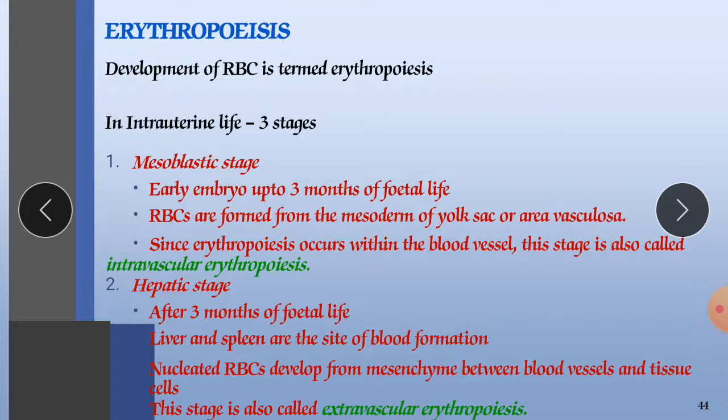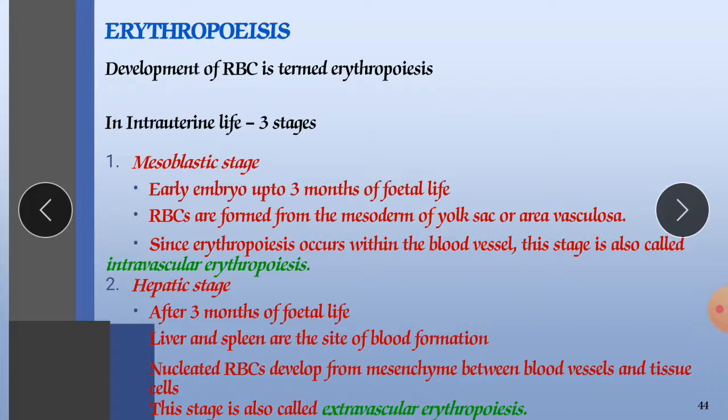Means once it has started developing in the red bone marrow, it will continue its formation throughout life. Since erythropoiesis occurs within the blood cells, this stage is also called intravascular erythropoiesis. Red bone marrow is highly vascularized connective tissue located in the microscopic spaces between the trabeculae of the spongy bone tissue.